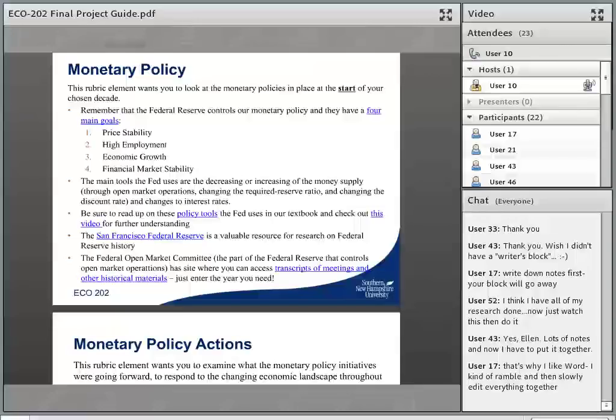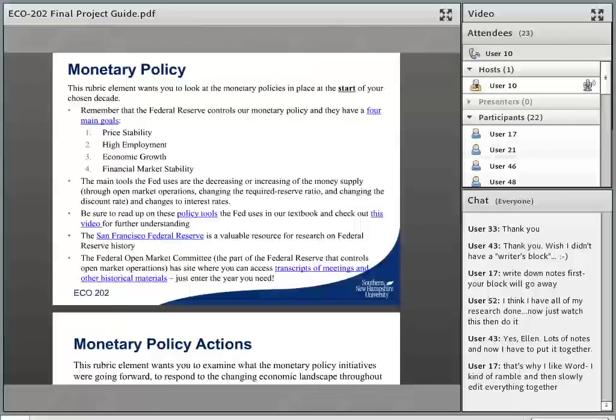And your job here is to look at monetary policy at the start of your time period and throughout your time period. So monetary policy, like I said, is managed by the central bank, so it's more focused on the money side of things. Fiscal policy was taxation and spending. This is looking at essentially the money supply and interest rates.